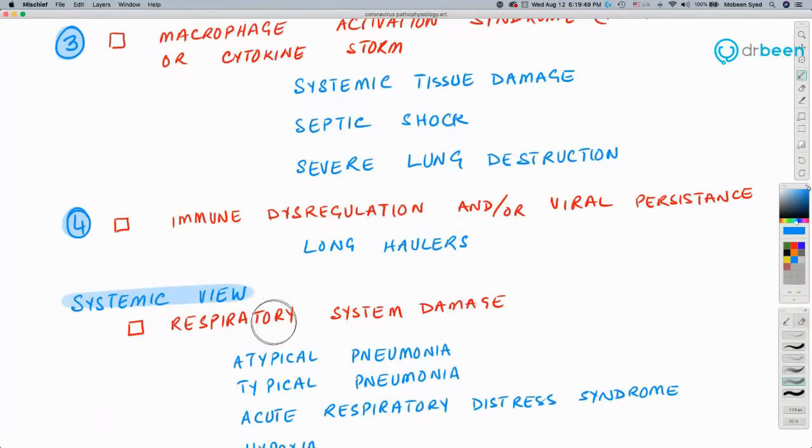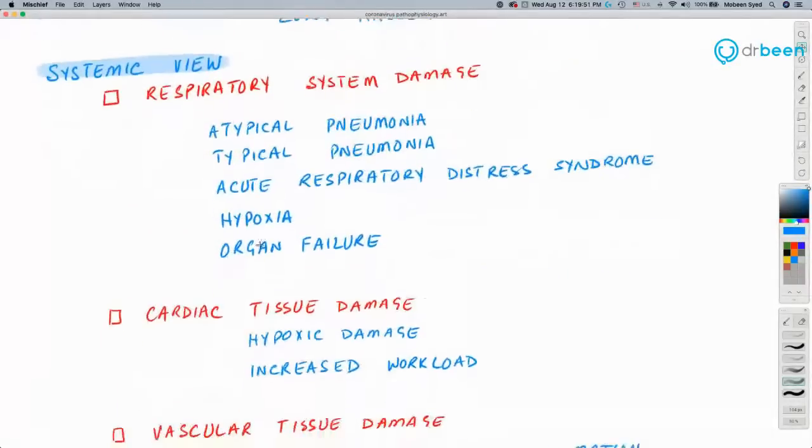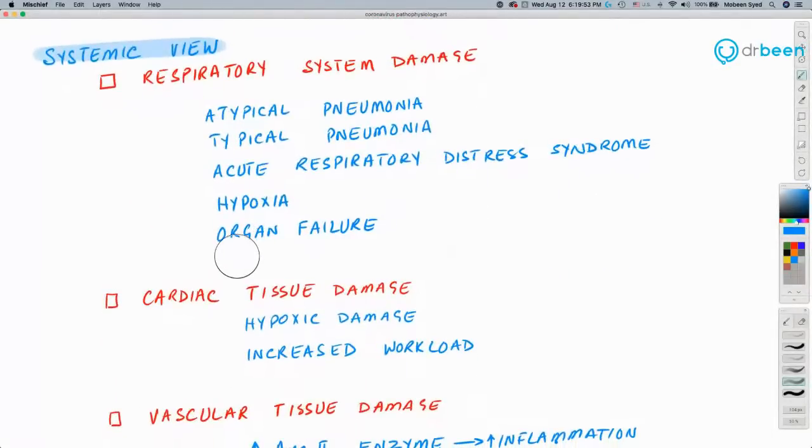Okay, perfect. Now let's look at the outcome for various tissues, and let's look at the comorbidities that we have talked about one by one in different videos. Look, respiratory damage, first of all.